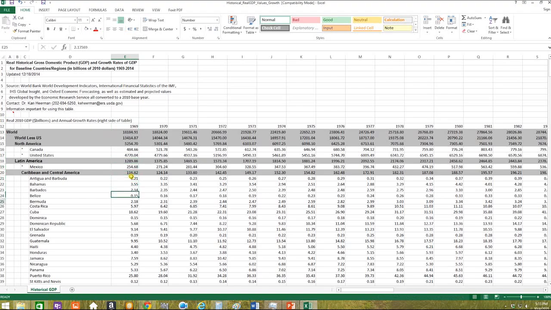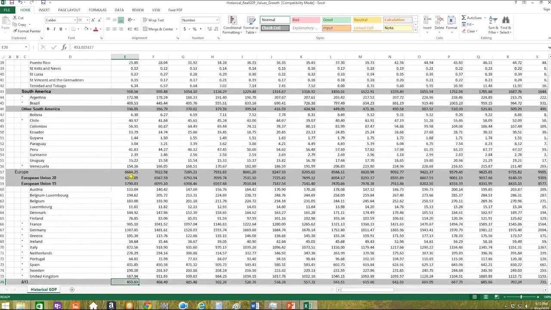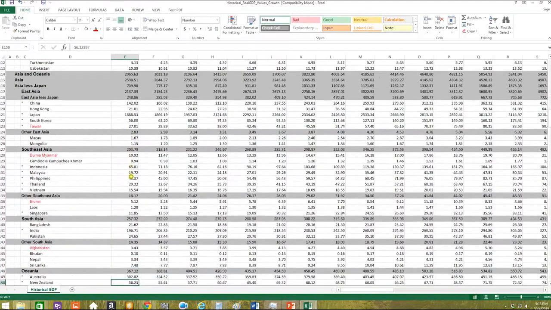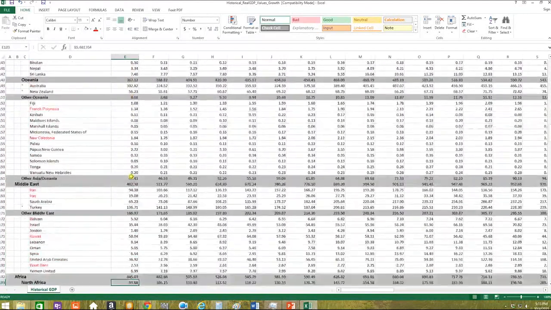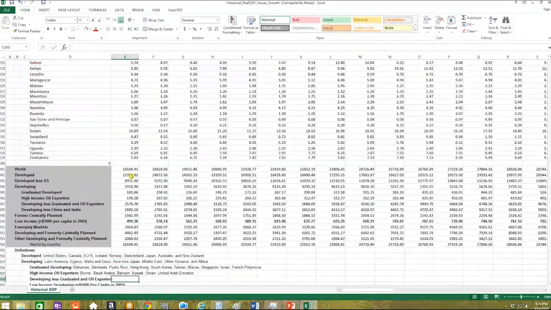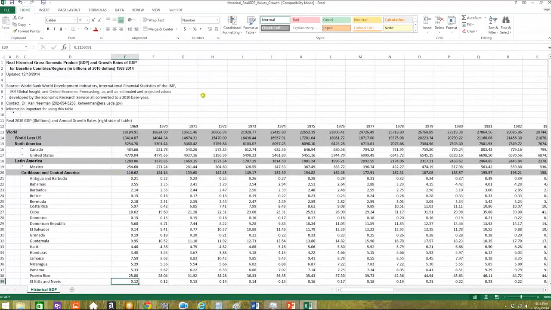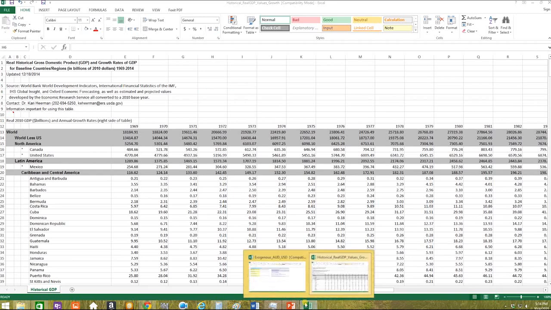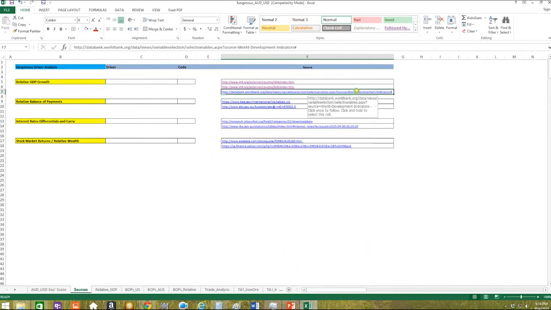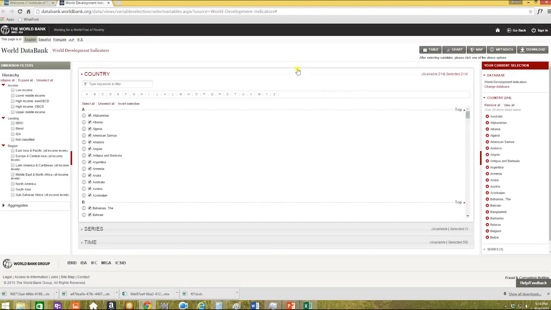So we have Latin America here, South America, Europe, we have Asia and Oceania, Middle East, Africa. We have every country in the world. And all you have to do to get this data is if you go to this World Bank link here, this will take you directly online, and we're given a dataset variable choice.